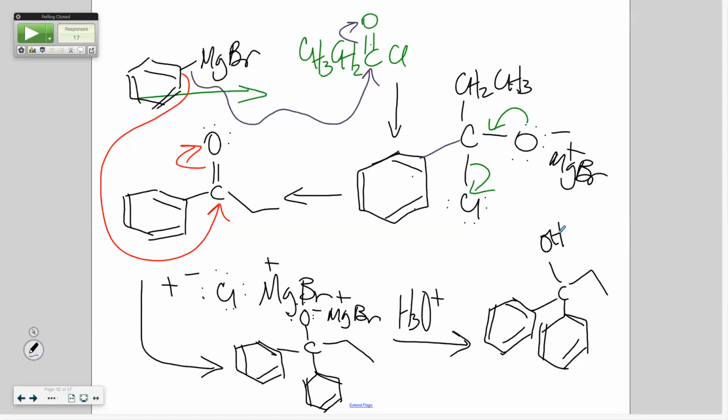Doesn't matter if you use the acid chloride or the ester. You can get the same thing. Which one would you use? Well, it depends what you got. Sometimes that's what it comes down to. If you had a lovely ester, esters are typically more stable.